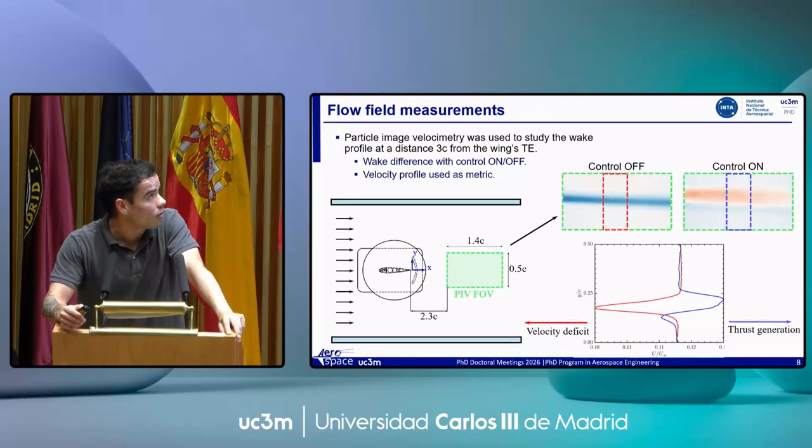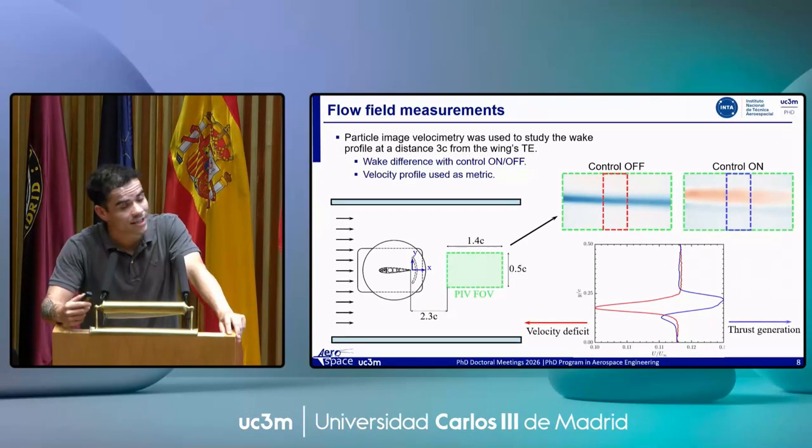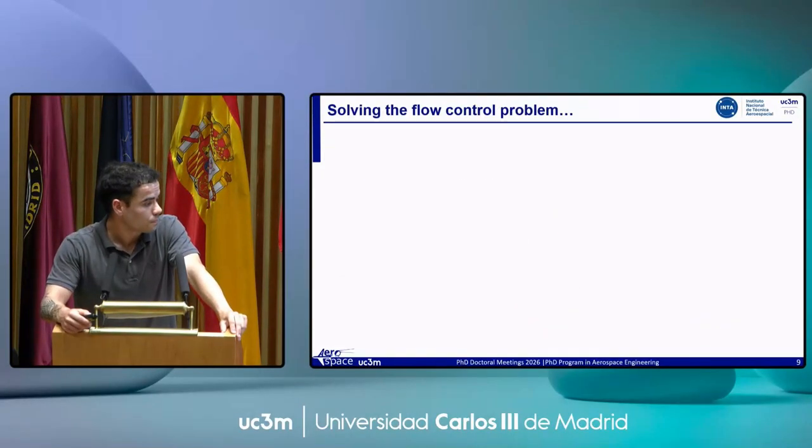When the control is off, we can see in the red line a velocity deficit in the wake, which is reversed with the control on, creating a velocity excess or thrust generation. So with this metric, we can evaluate how well our actuation is performing.